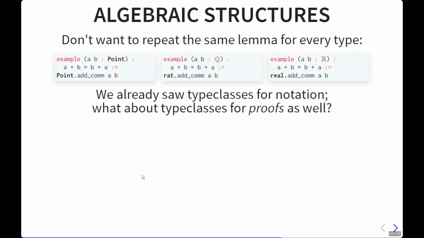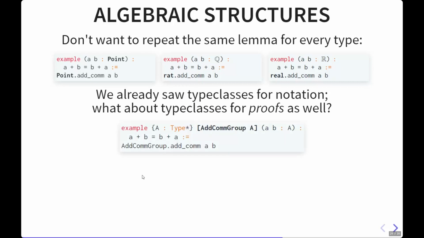And so what you need, of course, is, sorry, wrong order. We've seen type classes for notation. We had this add class that lets us use plus notation. What we need here is a type class that lets us say addition is commutative, so that we don't have to repeat everything. And so the obvious type class here is saying that A is an additive commutative group, which gives us addition and it gives us the fact it's commutative.